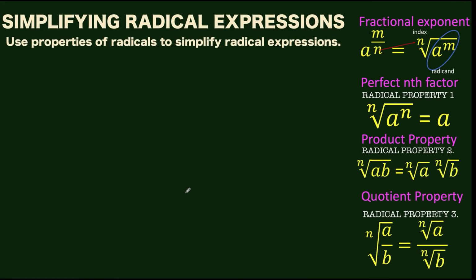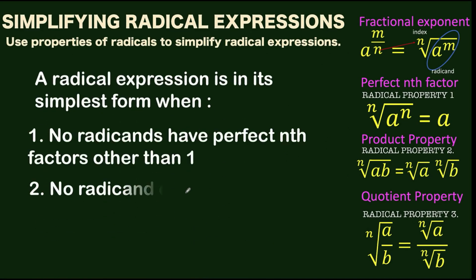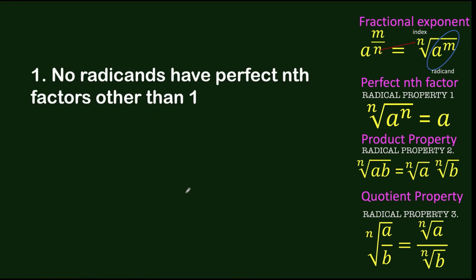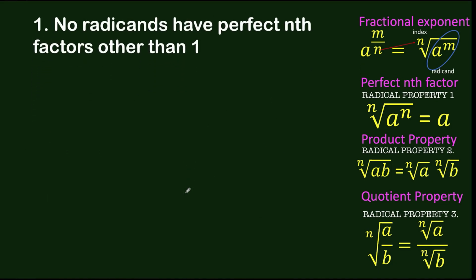But how do we know when a given radical is already in its simplified form or not? There are 3 tests, and these are the 3 tests. Let's begin discussing the first one. No radicands have perfect nth factor other than 1. For example, if you have the square root of 16, this is not yet in its simplest form because there are still perfect nth factor.